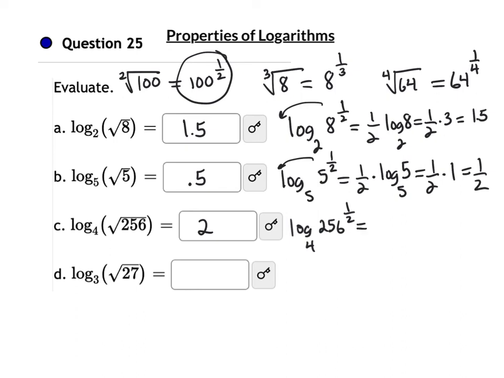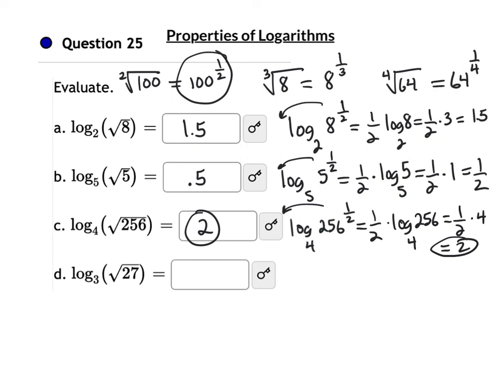If you didn't notice what I just did, we could have done what we did with the other questions and said that this is 1/2, bring that down in front, times the log base 4 of 256. And 4 to some power is 256. We just did that on a previous question. It's 4 to the 4th. This is 1/2 times 4, which ends up being 2. There, you got it.